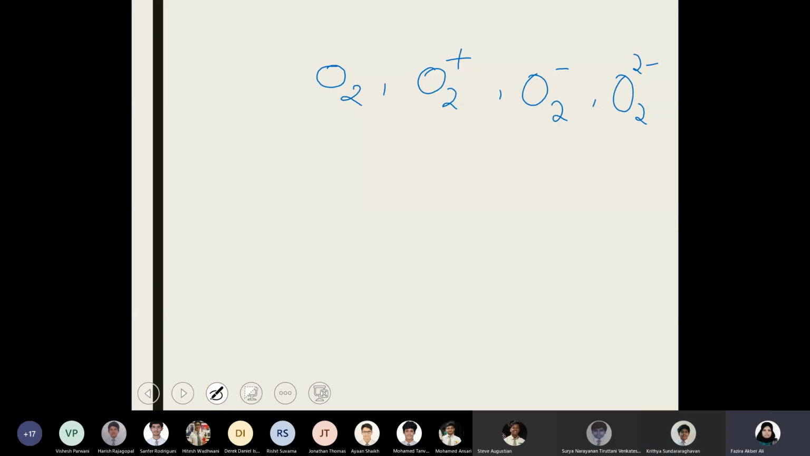Here also all of them are diatomic molecules, but in an ionic state. So they are known as molecular ions. Normally oxygen has 16 electrons. Here it will be 15 electrons, here it will be 17, and here it will be 18 electrons. So you can compare their magnetic properties and you can compare their stability.